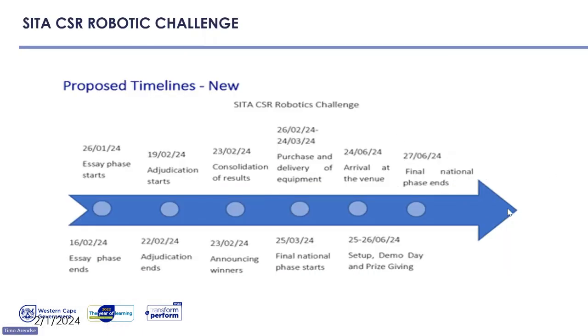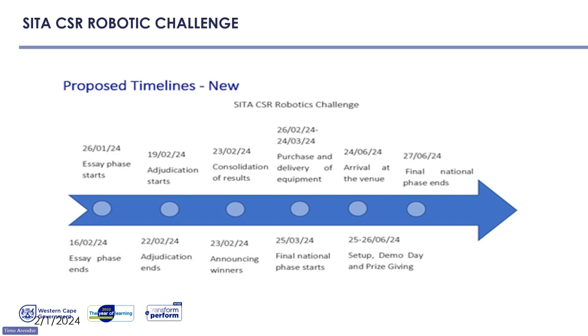Then we have a CETA CSR robotic challenge. Right, so there's proposed timelines, and this is also fresh from the oven, also released by Mr. Ashrik Don. The 26th of Jan, the essay phase starts, and then by the 16th of February, the essay phase ends. 19th of February, the adjudication starts and ends. Adjudication, sorry for the pronunciation there. And then I'm sure Gail is laughing. And then 23rd of February, consolidation of results.